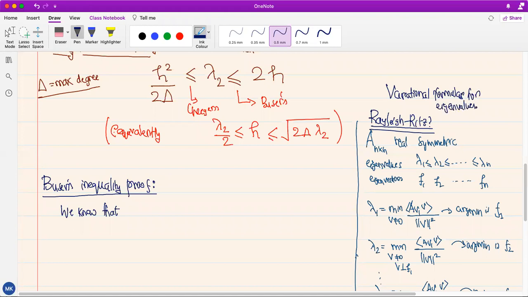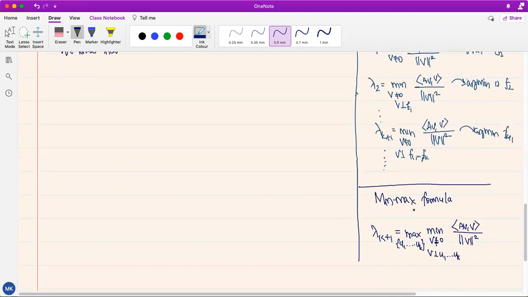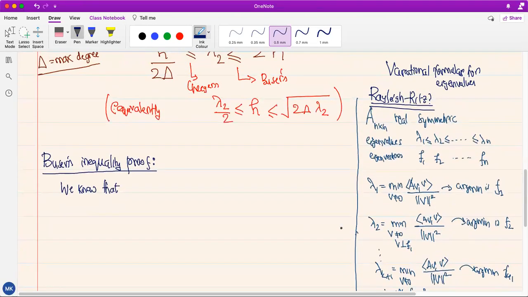What it means is that eigenvalues, which are defined by the eigenvalue equation, are here expressed as solutions to some maximization or minimization problems. That's what the variational formula is. Okay. Anyway, let's come back to Buser's inequality and apply it. We don't need the min-max formula here, but let's look at this one.